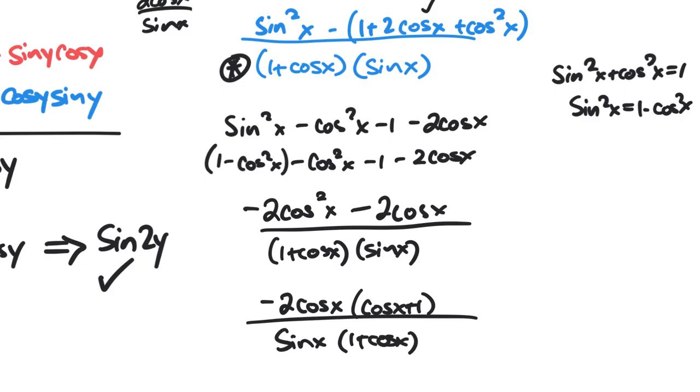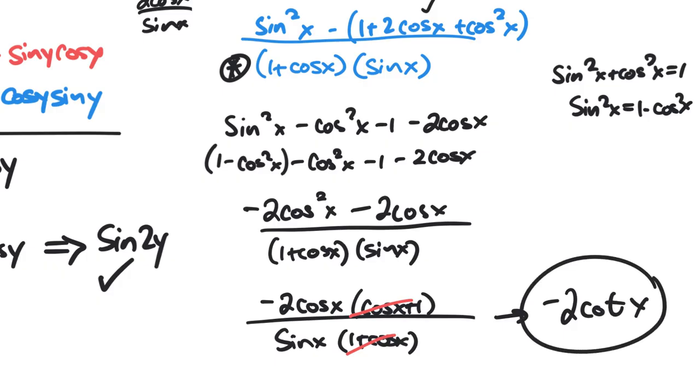Now I have cosine x plus 1 with 1 plus cosine x. I can cancel those. I can see that what remains is negative 2 cosine x over sine x, which is the same as negative 2 cotangent x. That's what we're after. So that's our first of 3. Stay tuned for sections 2 and 3.